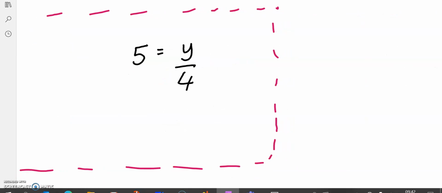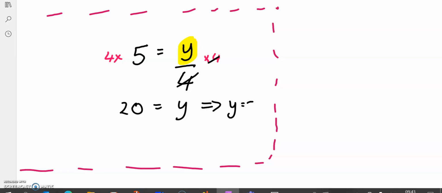5 equals y over 4. We want y on its own. At the minute, it's over 4. That means it's being divided by 4. The opposite of dividing by 4 is to times by 4. I'll times both sides by 4. That's going to lead to 20 is equal to y, which we can say that y equals 20. Why does that work? Well, 20 divided by 4 is 5.